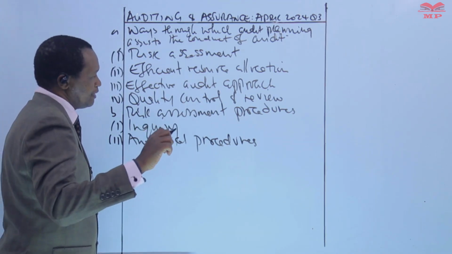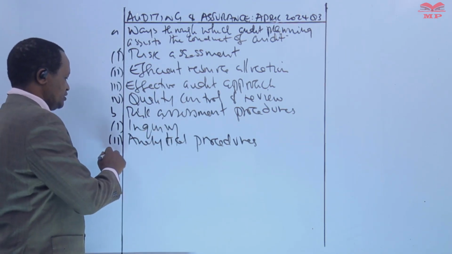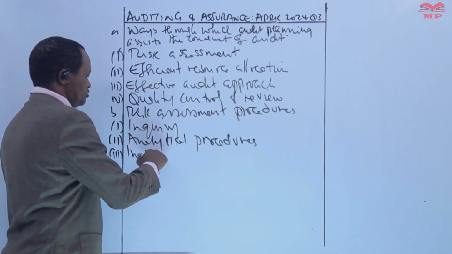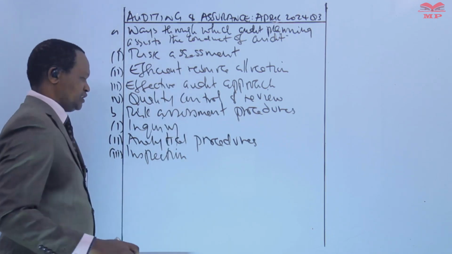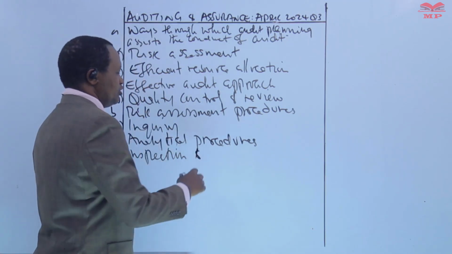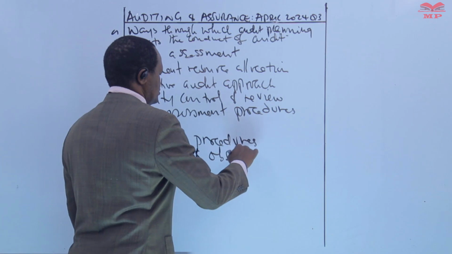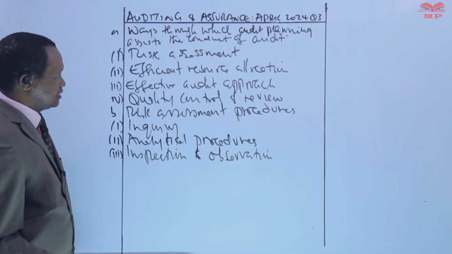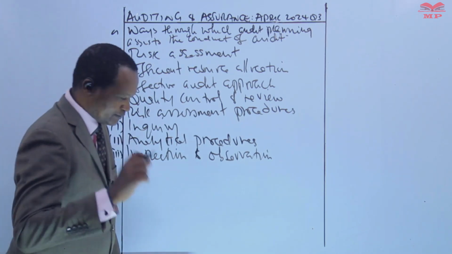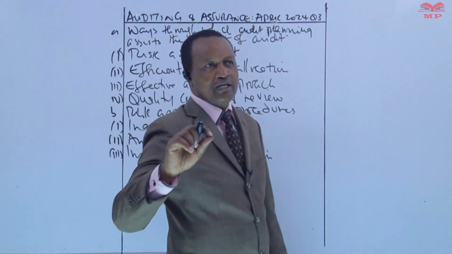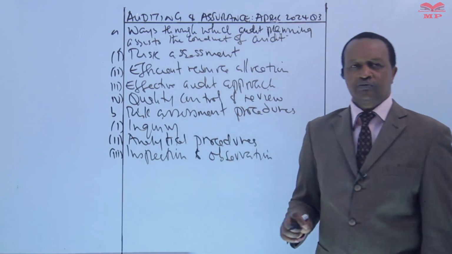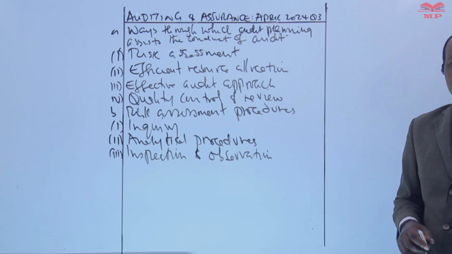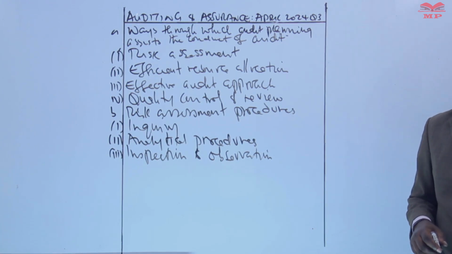Inspection is a procedure. Number 3, inspection. Let me add observation. So this could be considered independent procedures. We have inspection and observation.